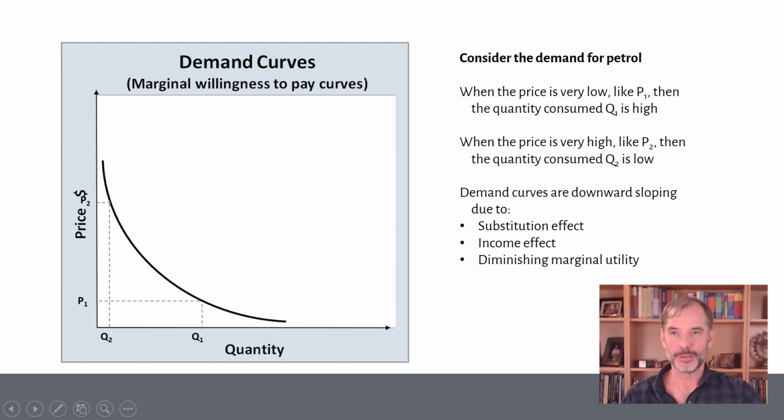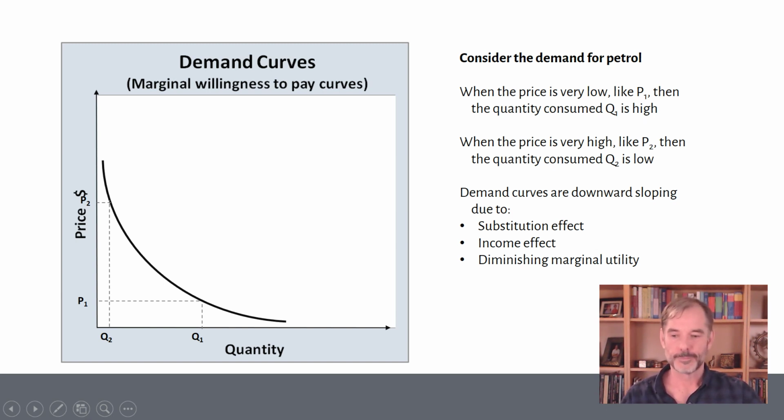At the higher price of P2, which you can see just snuck back in there, that person wants much less. They only want this quantity Q2 there. So this is the basic relationship of a demand curve, which is that when the price is low, people want to consume a lot, and when the price is high, they want to consume less.